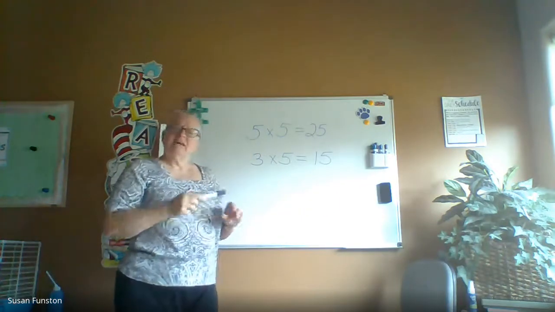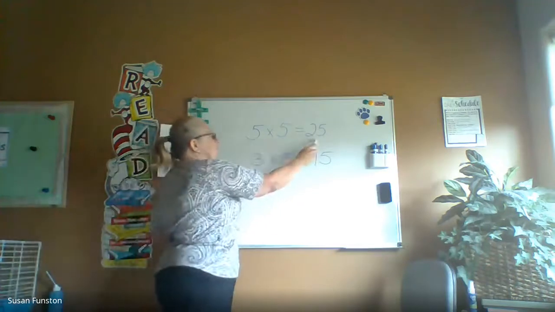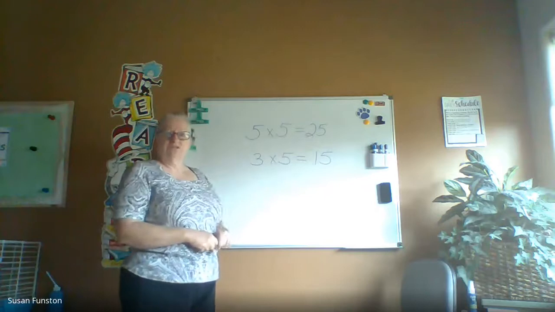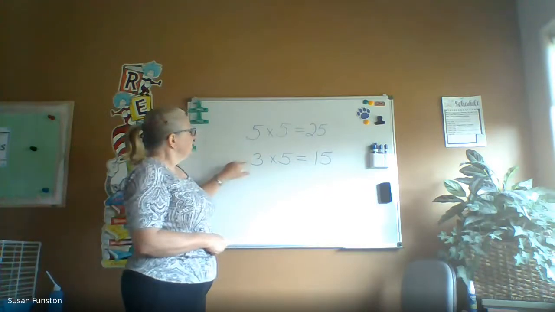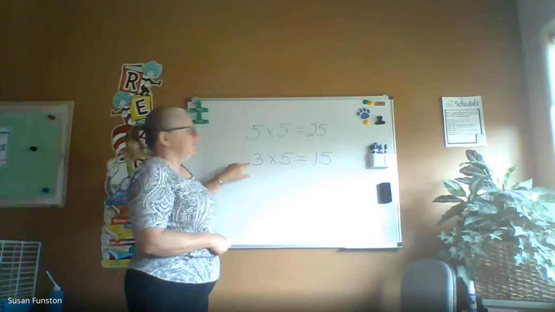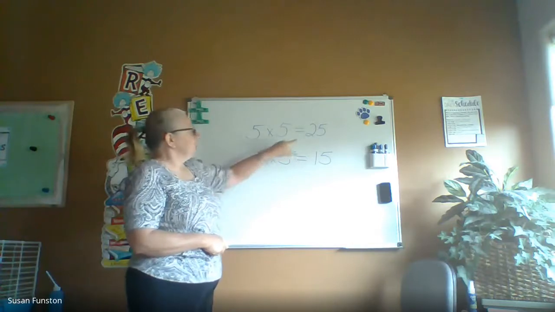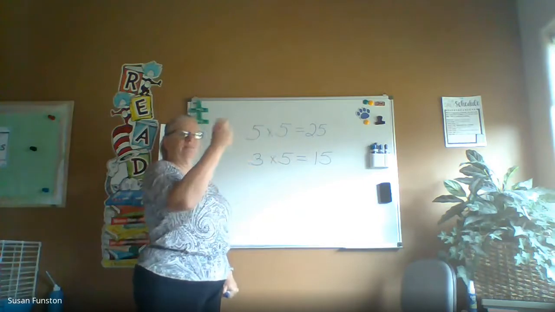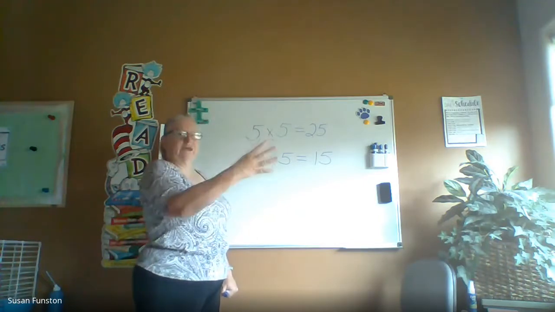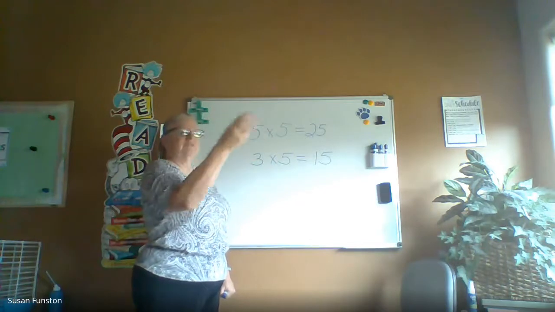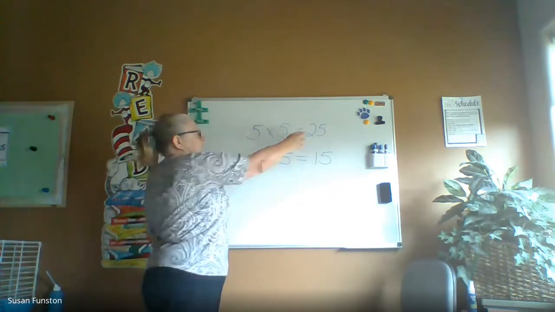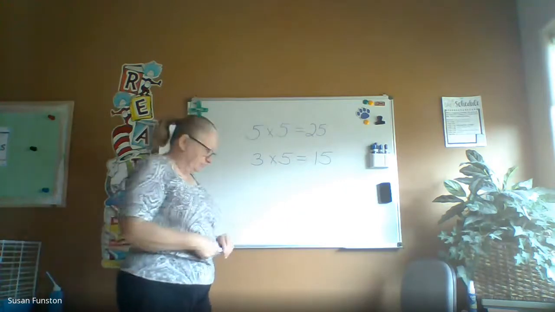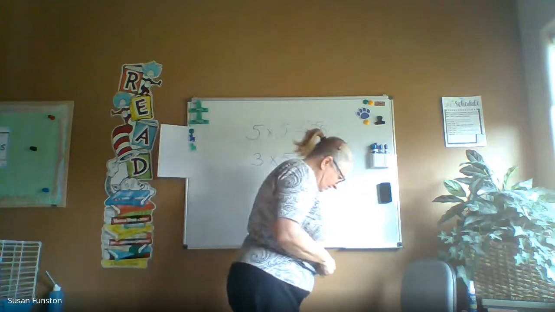I could have done something else. Since I already know that 5 times 5 is 25, I could start there and count backwards. I say, okay, 5, 3. It's 2 less, so I'm going to count backwards twice. So I'm going to start at 25, 20, 15. So I can count backwards or forwards. That's why we practice it both ways. All right, let's do another one of those.